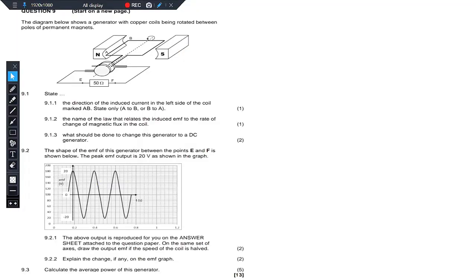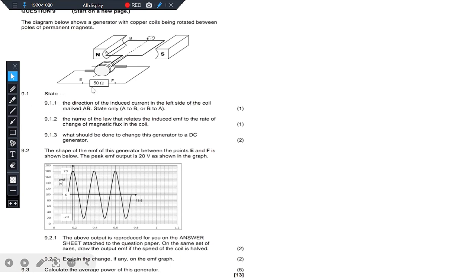Okay, so we have question 9, still on electrodynamics. It says the diagram below shows a generator with copper coils being rotated between the poles of permanent magnets. Then 9.1 says state the direction of the induced current in the left side of the coil marked AB. State only A to B or B to A.